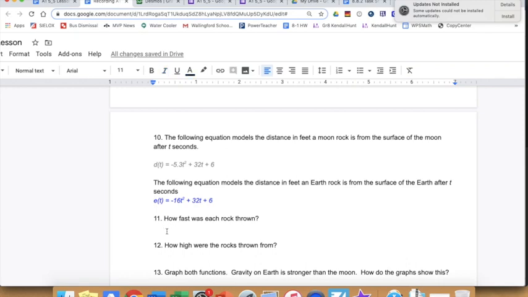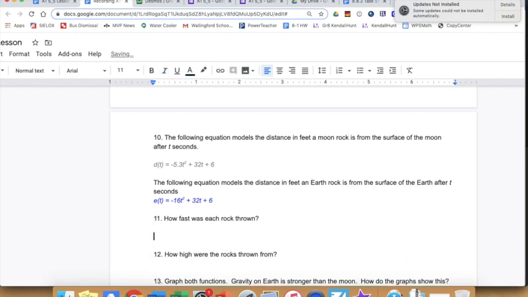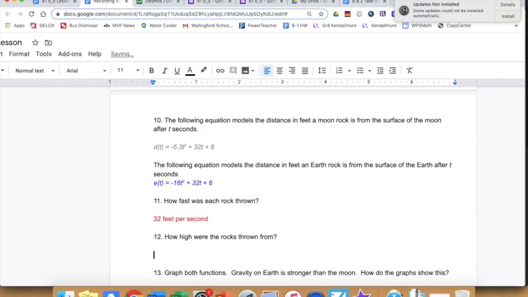So from the equation, how fast was each rock thrown? Let's see if we can recall that the speed, or the initial velocity, or how far it's thrown, is represented by the linear term, 32 feet per second. And that's for both of them because they both have that 32t in there. So I'll put that in red. How high were the rocks thrown from? They were both thrown from that +6, that y-intercept of 6. They're both thrown from 6 feet up.